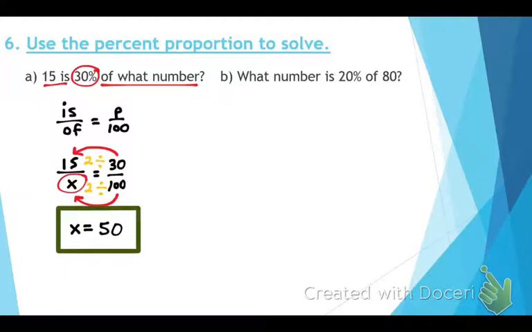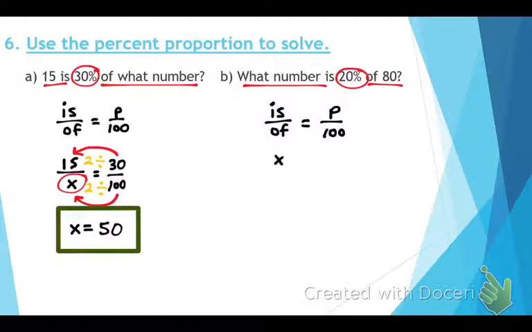I want you guys to try the next one on your own. Go ahead and start with the proportion. So I want everyone to write this: is over of equals p over 100. And then I want you to underline and circle the 3 parts and then start plugging them in. Here we go. Let's see how you did.